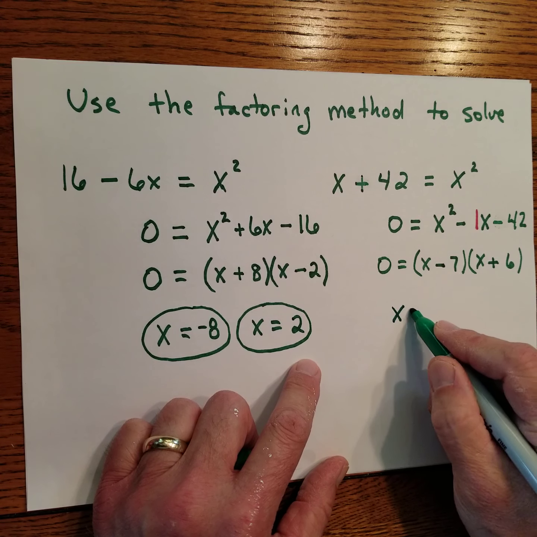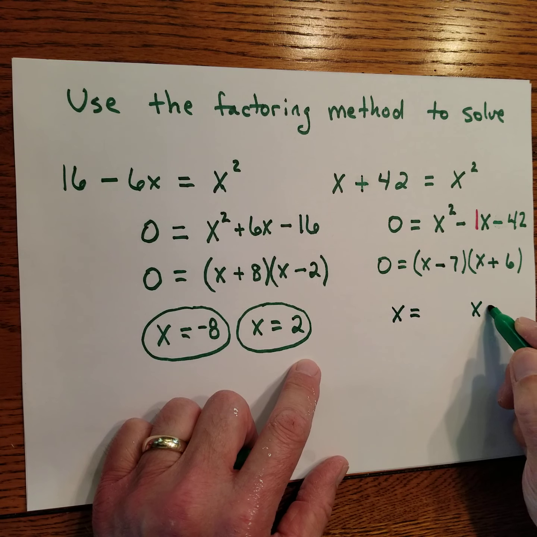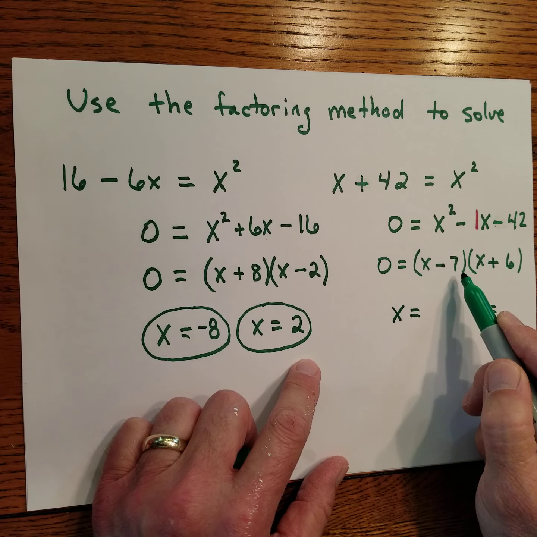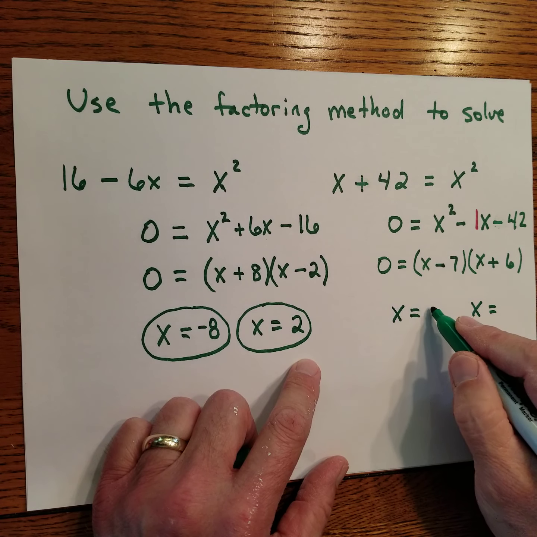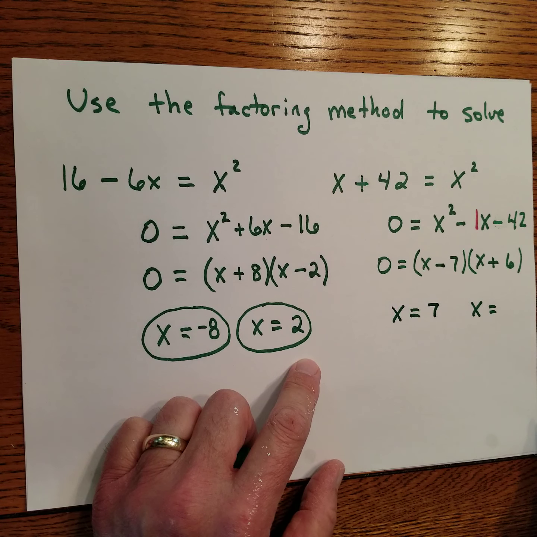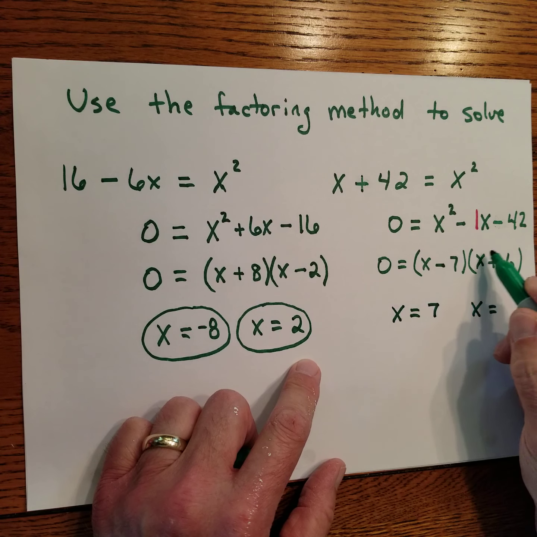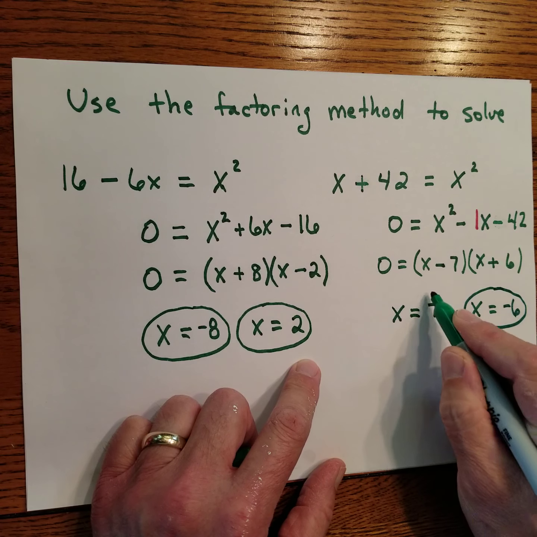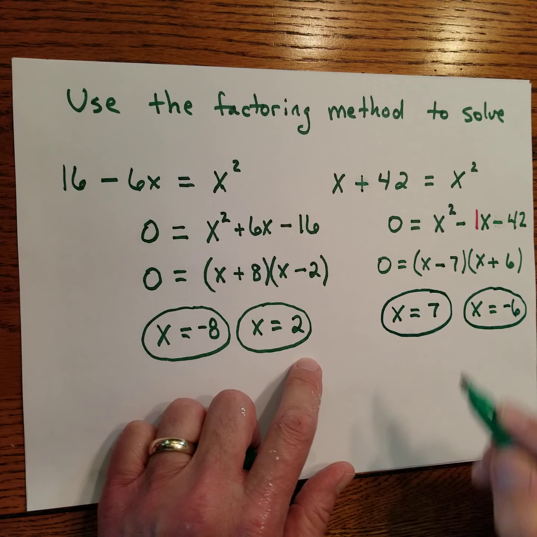Let's get my two answers. What value for x makes this equal to 0? Well, if I move negative 7 to the other side of the equal sign, it's positive 7. What value for x makes this equal to 0? Well, if I move 6 to the other side of the equal sign, I get negative 6. There's my two answers to that quadratic equation.